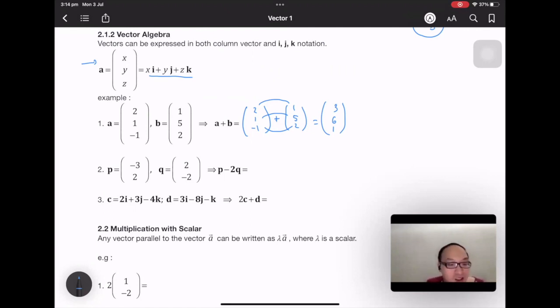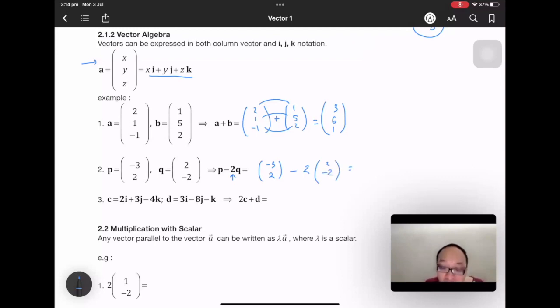Second, P equals (-3, 2). Q equals (2, -2). What is P minus 2Q? If we see here, we have a scalar, or a number, in front of vector Q. So let's write the vectors first. (-3, 2) minus 2 times (2, -2).